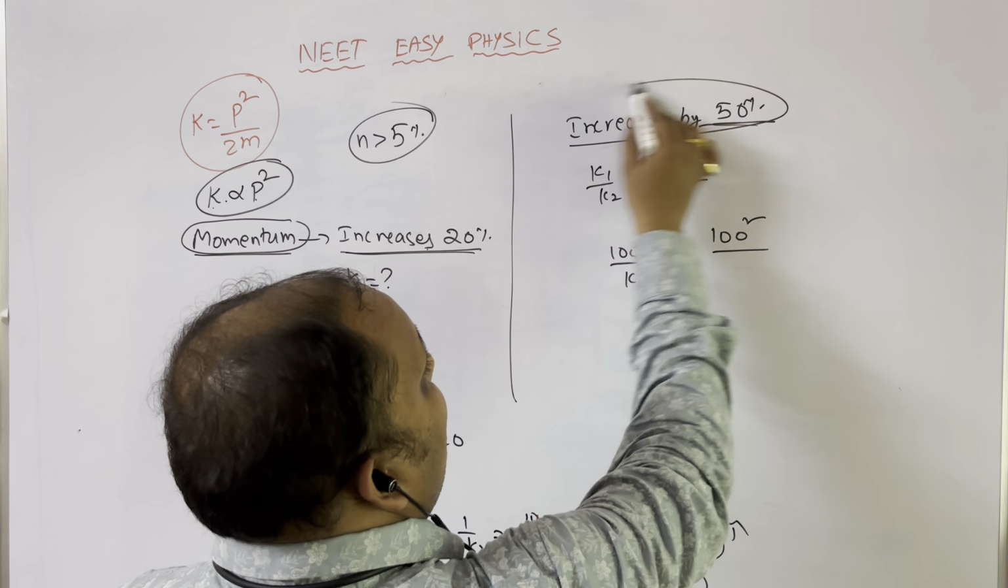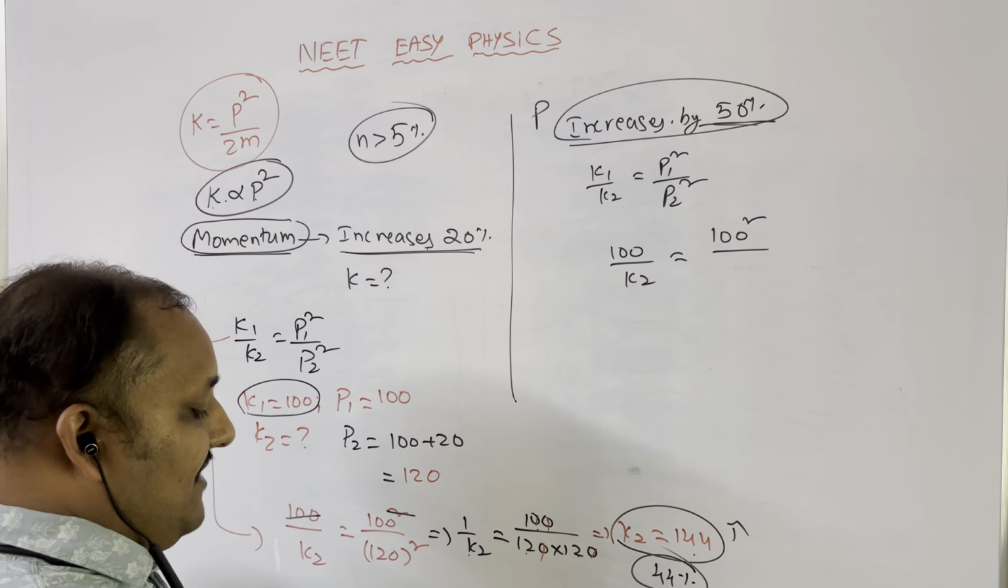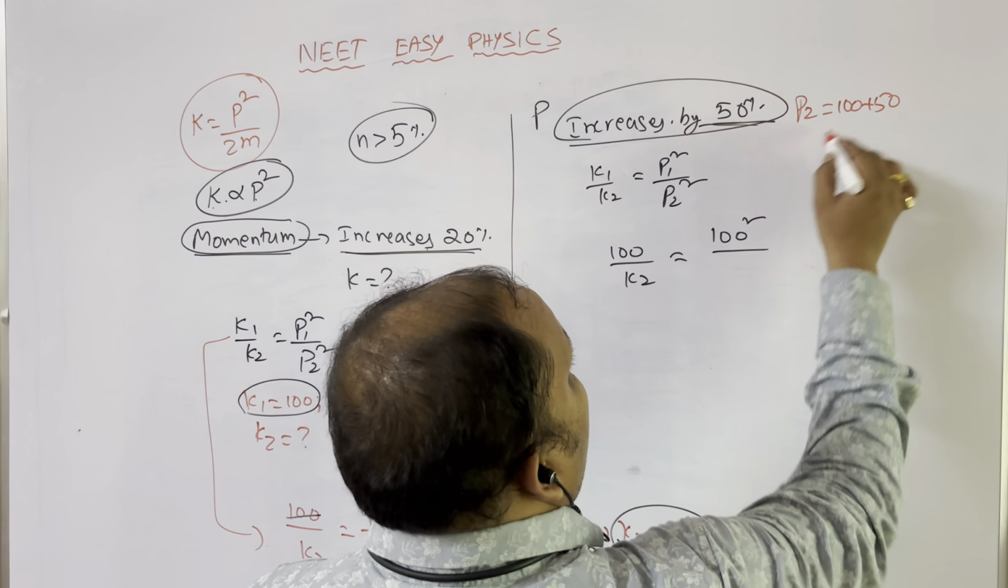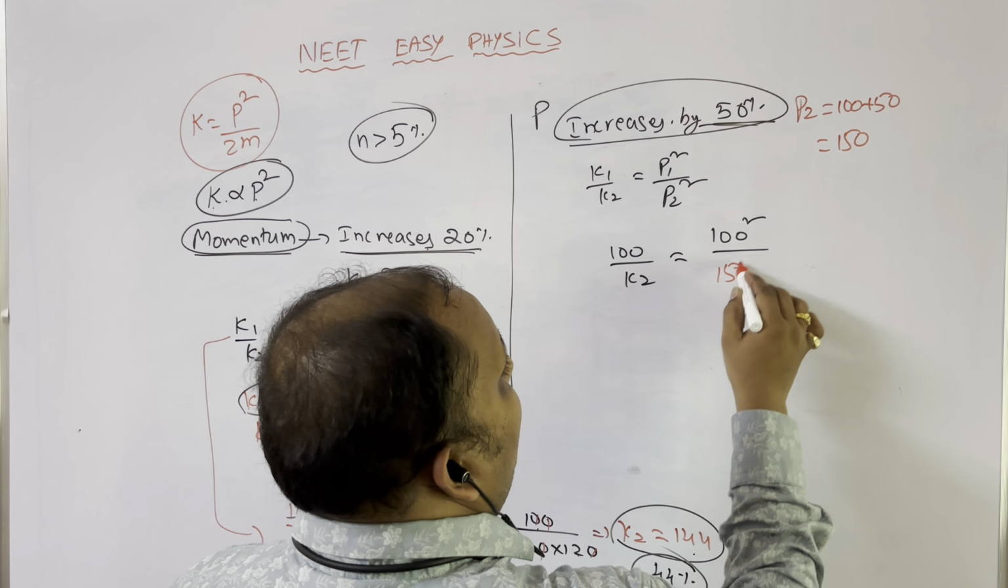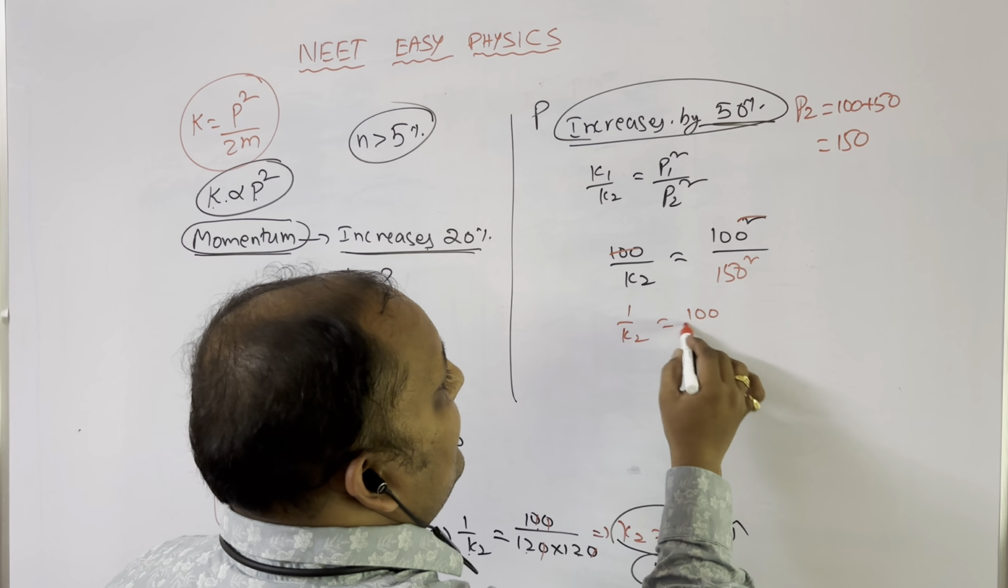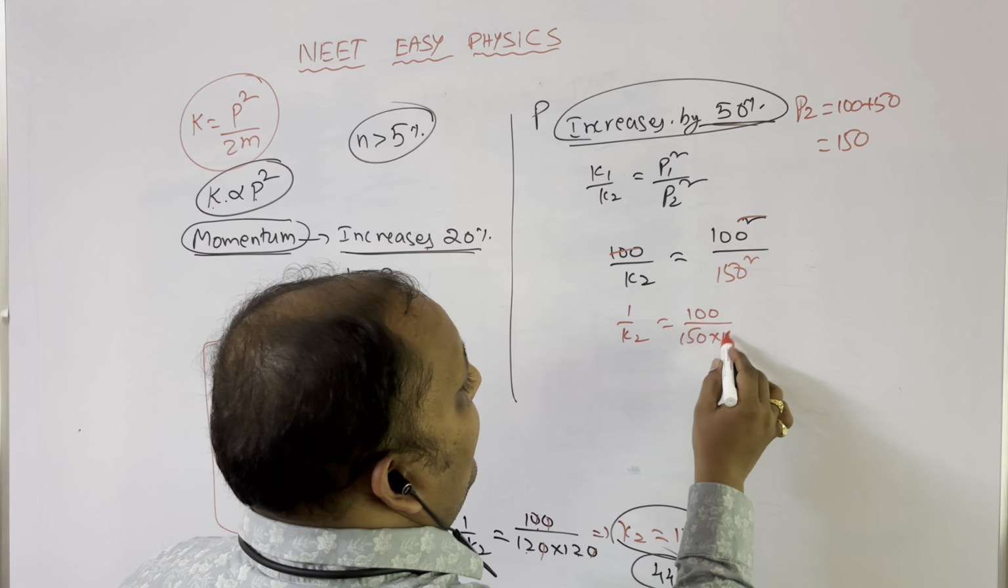So momentum increases by 50%. Therefore, P2 you should take 100 plus 50. That is going to be 150. 150 square. So 100 will be cancelled. 1 by K2 is 100 by 150 into 150.